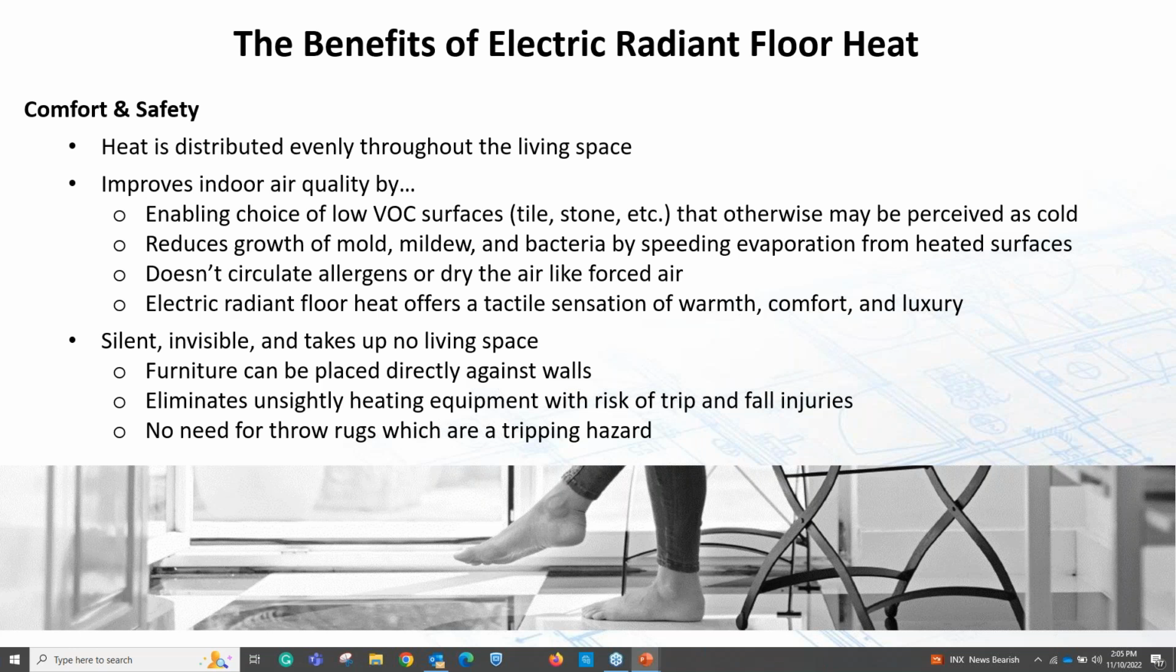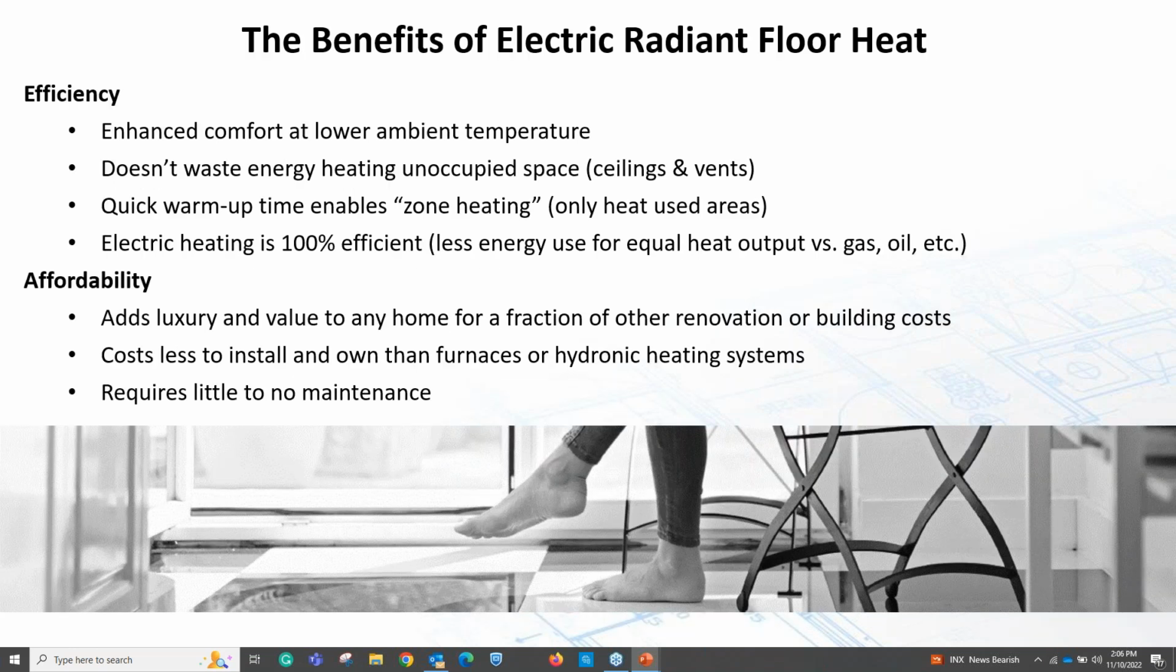It's efficient. It doesn't waste energy by heating unoccupied spaces. It heats where you want it. So if you only want to heat, say, the kitchen and not worry about heating the dining area, you can just heat that area. Electric heat uses less energy, less output versus a gas oil system.